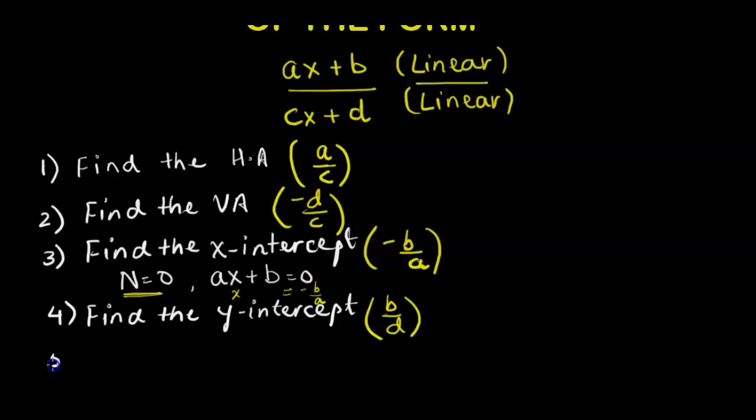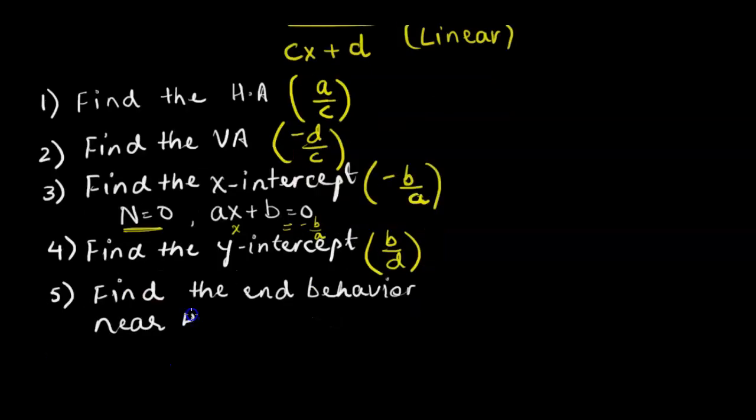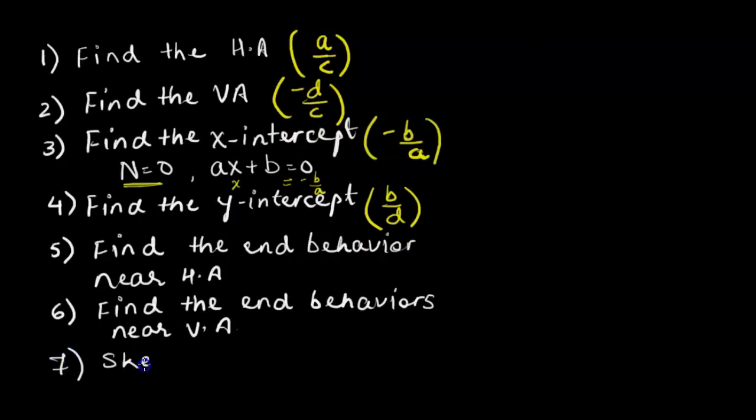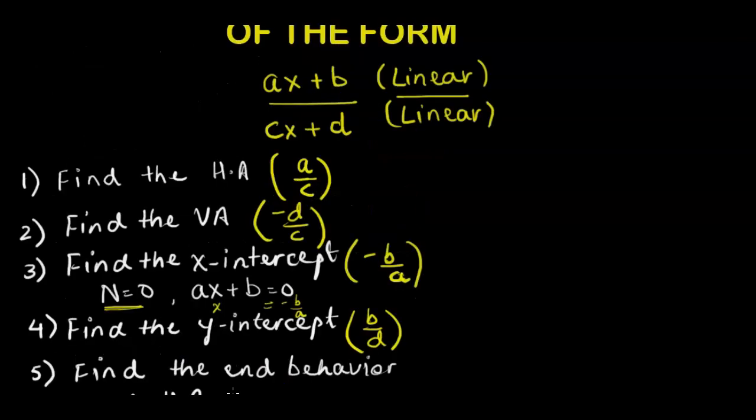The next step is to find the end behavior near the horizontal asymptote. That would be using a table of values, as we have done in the previous two videos as well. Step number 6 is to find the end behaviors near the vertical asymptote, using a table of values again. And the last step is to sketch the graph using all the above steps. Let's understand this with an example now.